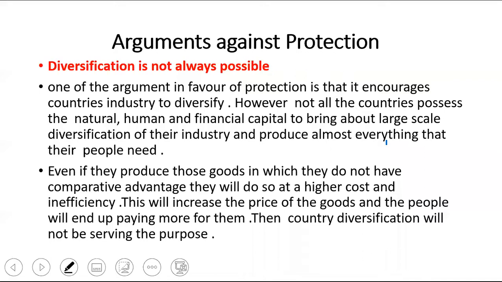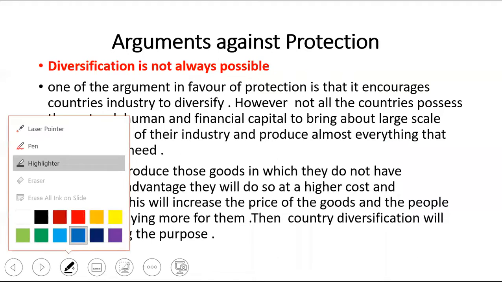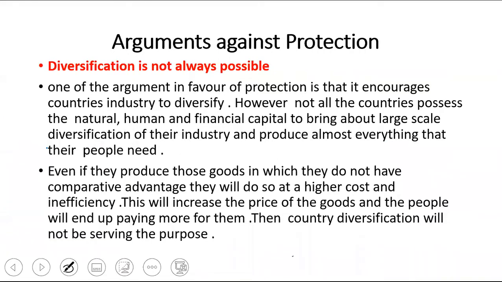Then you saw that diversification is one of the biggest arguments for protection. India will be producing 99 articles out of 100, so that we will become diversified. Diversification means, as I told you, we will produce different goods. They say there is only one disadvantage of diversification. What is the disadvantage, children? There is no question of specialization. This is the problem of diversification. Specialization will not happen.